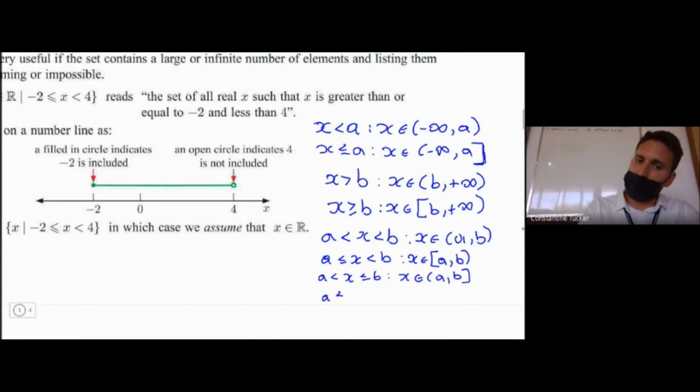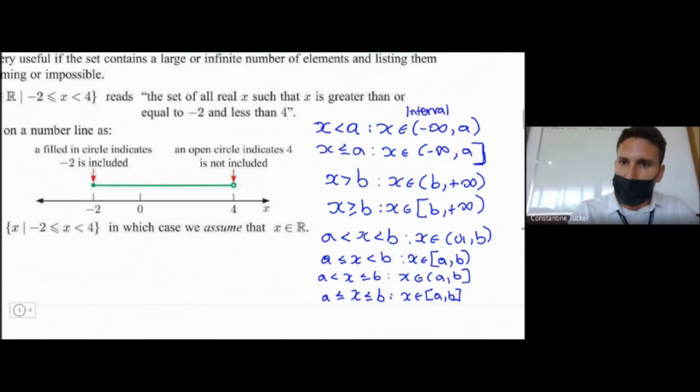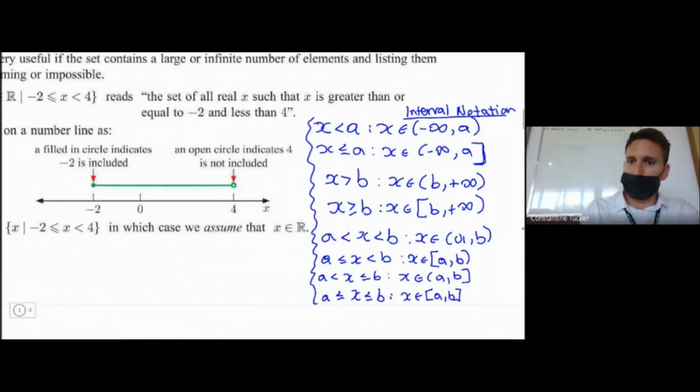And then finally, if everything is greater than or equal to and less than or equal to, then we have square brackets on both sides. So this is pretty much what we would call interval notation, because these are intervals. So basically, this is equivalent to the inequalities. With practice, it will all make better sense.